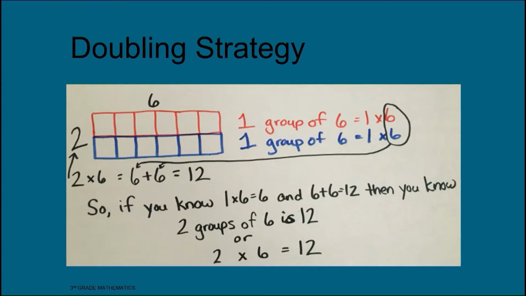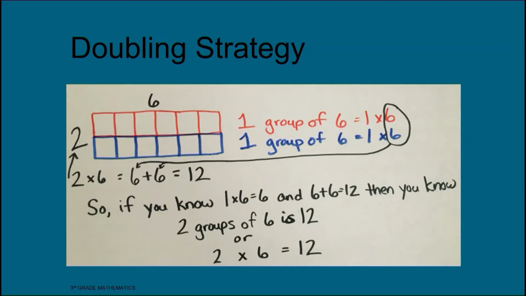Let's look at this a little different. If you know that the 1 by 6 is equal to 6, you can then double the 6, or add 6 and 6 to get 12. So 2 groups of 6 equals 12. And we know 2 times 6 equals 12. You can use a doubling strategy to help you solve facts you don't know yet.